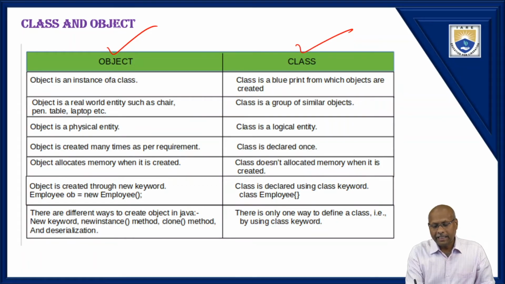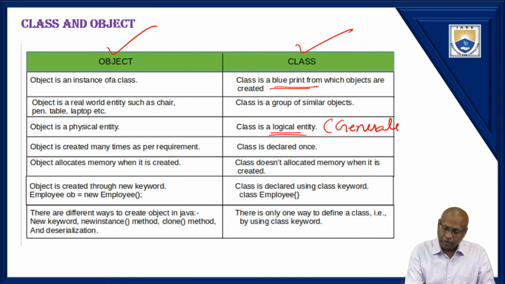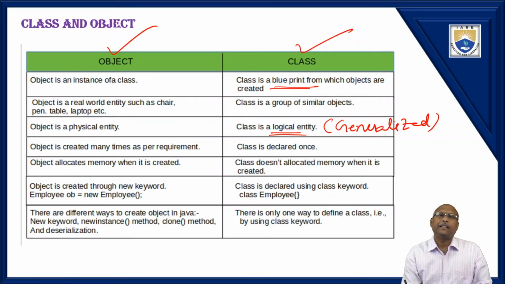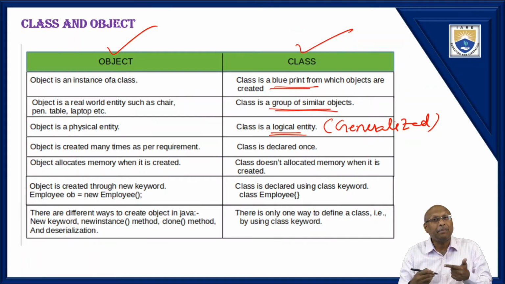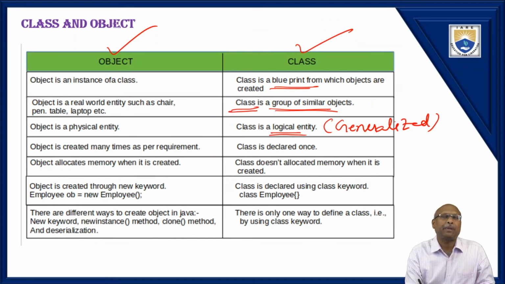First, class. A class is a blueprint from which objects are created. Class is a blueprint, or you can say class is a logical entity or a generalized entity. That means in general you can say, physically you cannot see it. It is logical, it is imagination. A class is a group of similar objects which have the same type of attributes and behavior. Then you can design a class for that.